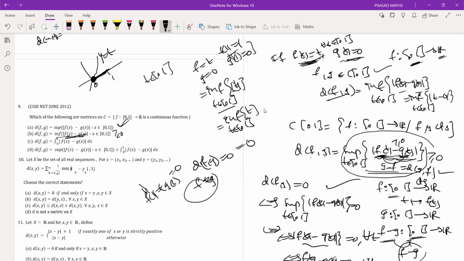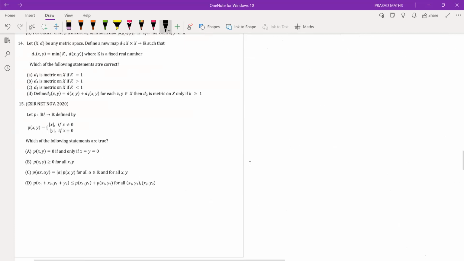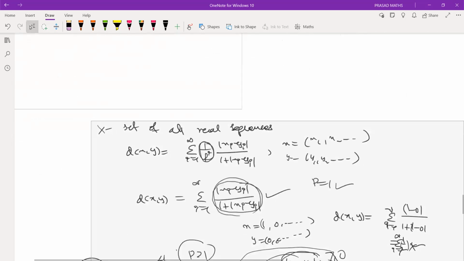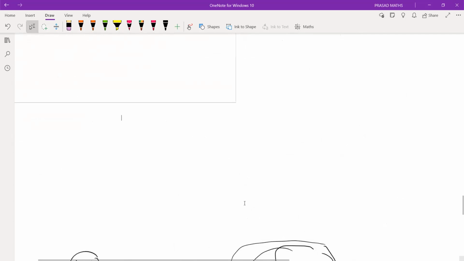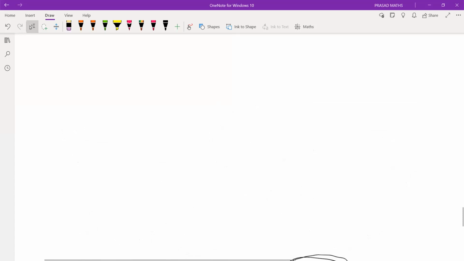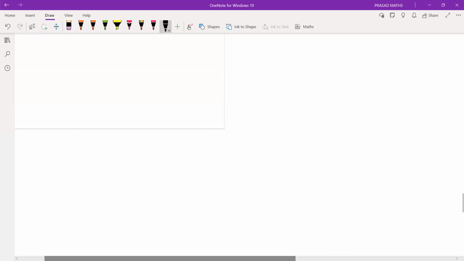Yes, sir. So this is also a standard metric. This is nothing but the L1 metric. So I'm going to prove it. These are the standard metrics actually. So it takes time. Once you prove it, then you can directly take the answer. The first time we need to write and prove the result.